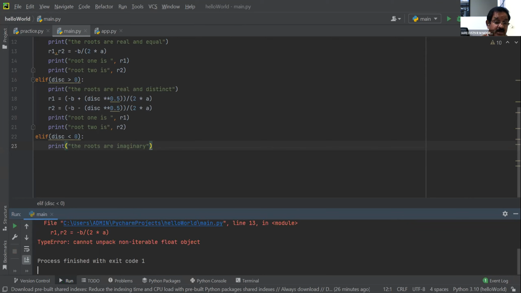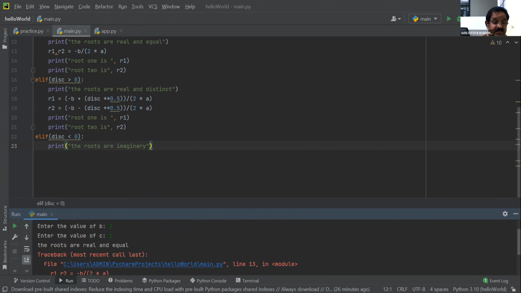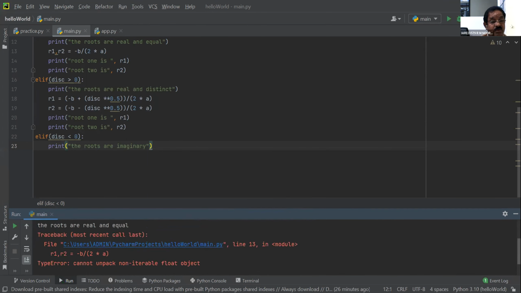What's that? You have given R1 comma R2. That should not be. R1 equals R2 equals minus b by 2a. You are assigning minus b by 2a to both R1 and R2, is it not? Okay, sir. All right. R1 equals R2 equals minus b by 2a.